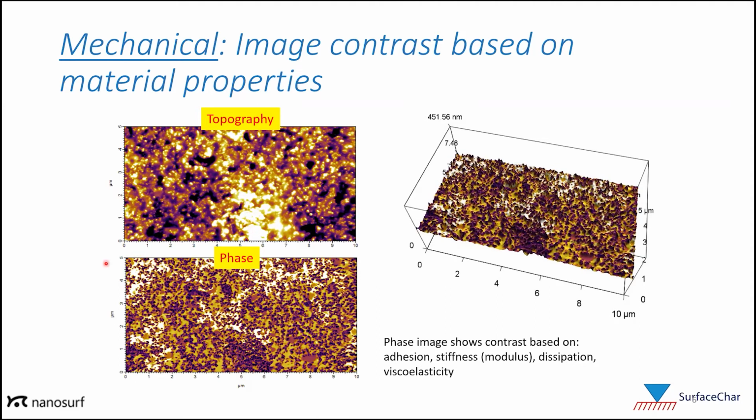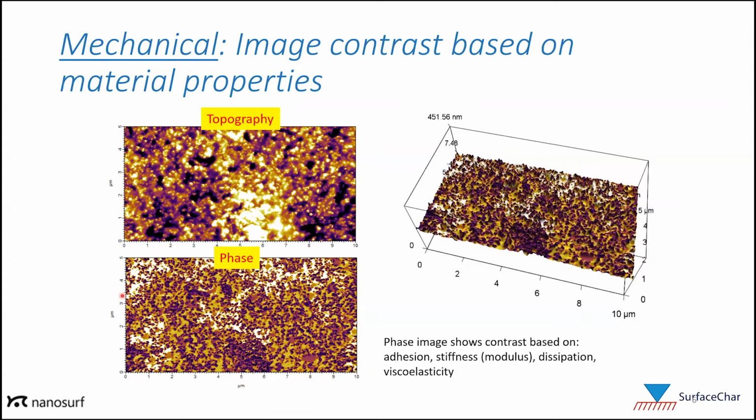And what phase imaging does is it provides image contrast based on material properties. So here I have a 5 micron by 10 micron topography image of a 5-component blend. It's actually pretty complicated. I've got 3 rubbers, a polymer, and a nanoparticle, silicon nanoparticles in here. You can probably make out the silicon nanoparticles with these little yellow dots here. But in terms of those other 4 components, it's very difficult to distinguish them.